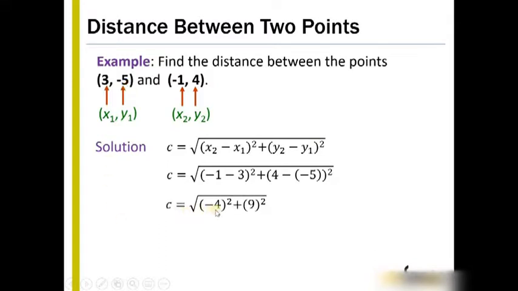So c is the square root of (-4) squared plus 9 squared, which is the square root of 16 plus 81, which is the square root of 97. We can leave it like that if we want an exact distance, or we can work it out as a decimal to be approximately 9.85.